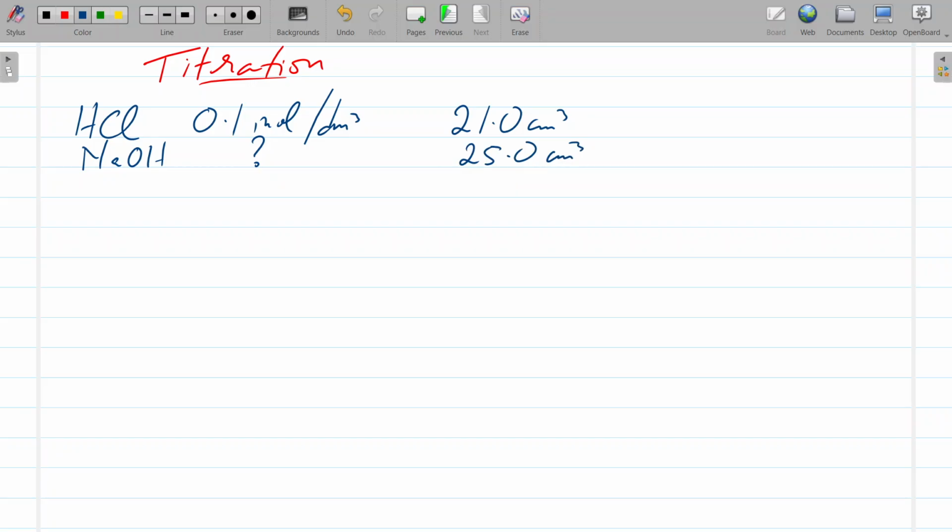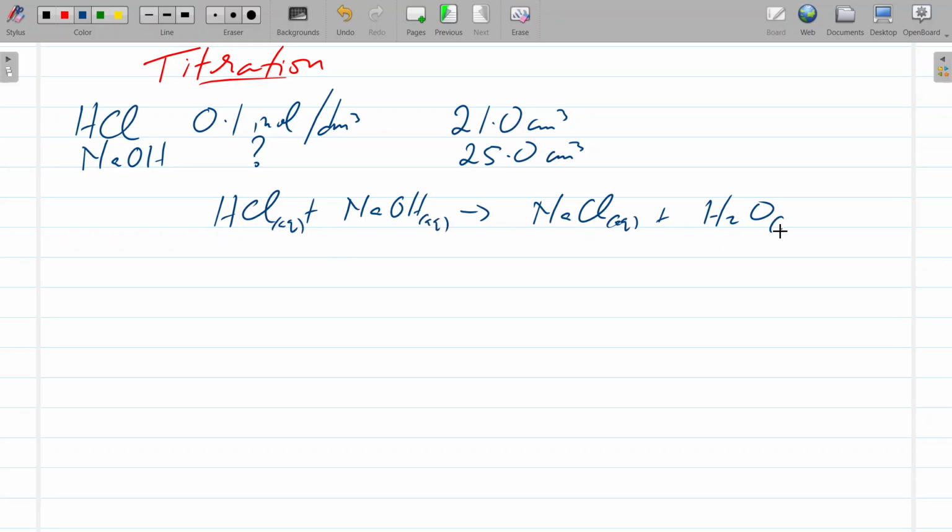Okay, so one thing you need to know is, you need to write out the balanced equation. So HCl plus NaOH will give you NaCl and H2O. So this in itself is balanced, right? You obviously write the state. So these guys are aqueous. This is a liquid, and the mole ratio is 1:1 throughout.